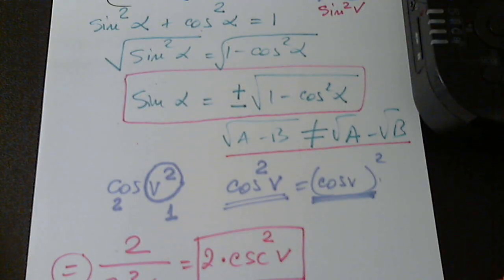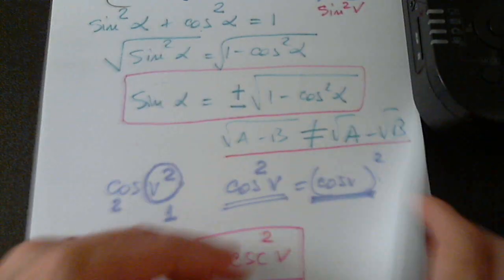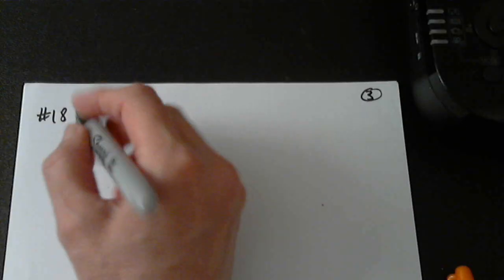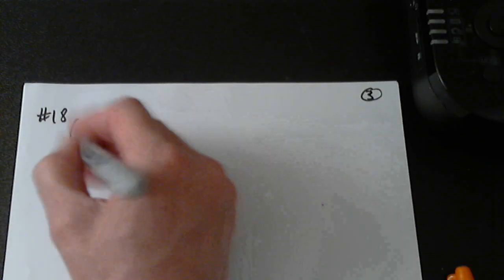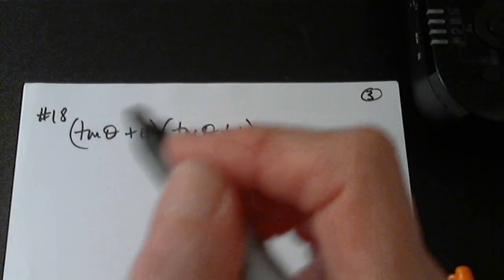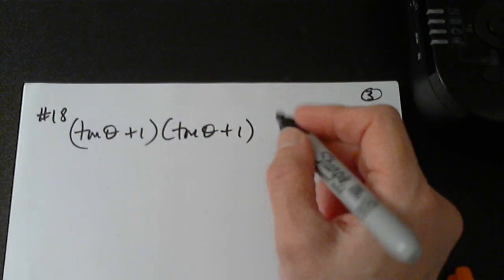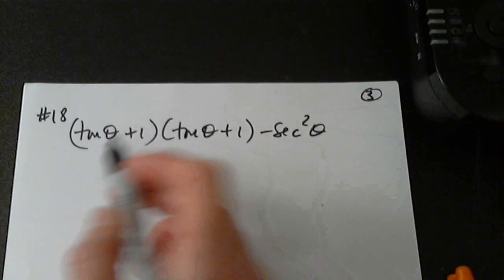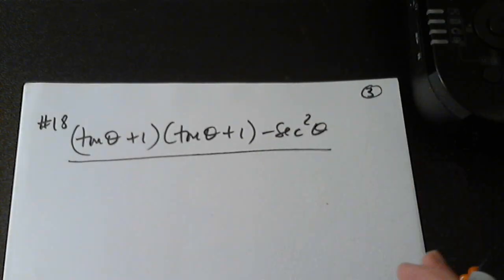Okay, so again, we are asked to multiply, factor, and simplify. Please choose one or both. Can we do both? Yes, perfect. So number 3, page 3. Okay, so 18. In 18, we have tangent theta plus 1 times tangent theta plus 1. It should have been squared outside the parentheses, but that's okay. Minus secant squared theta over tangent theta.